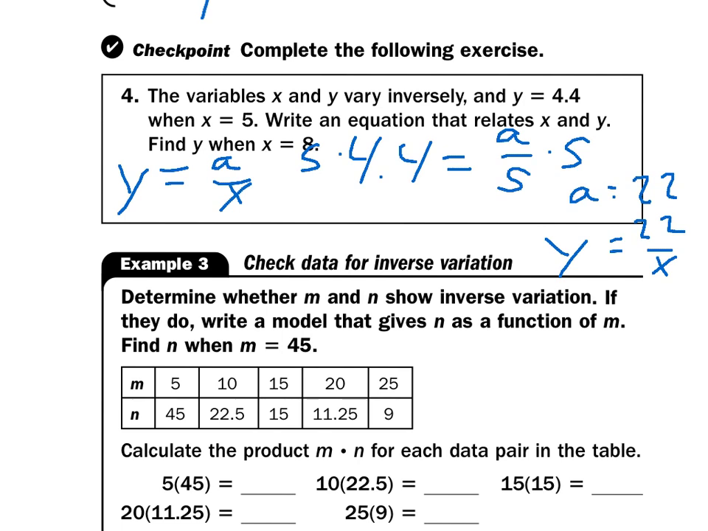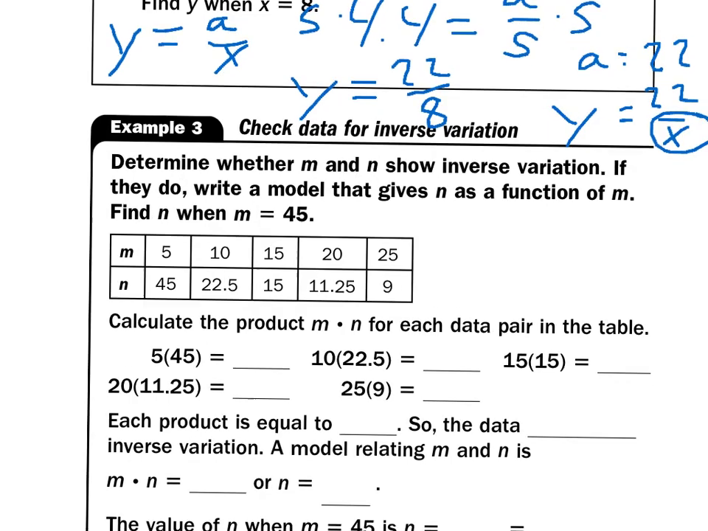Find y when x is 8. Well, I put 8 in there for x, and I get y equals 22 over 8, which ends up being 11 over 4. So it's 11/4, or maybe you had 2.75, something like that. So let's take a look at example 3.